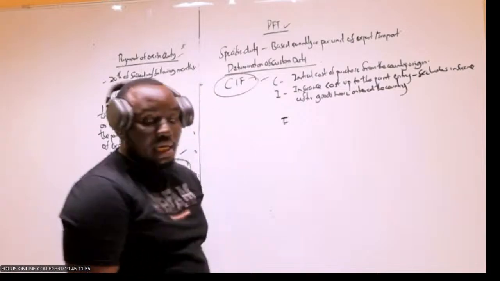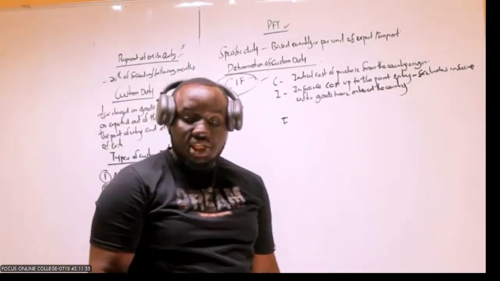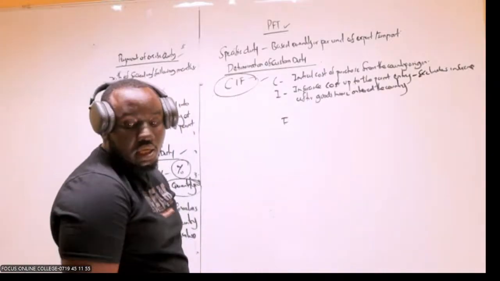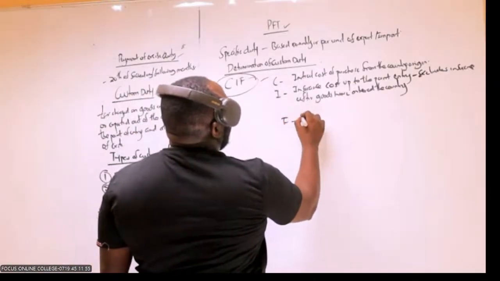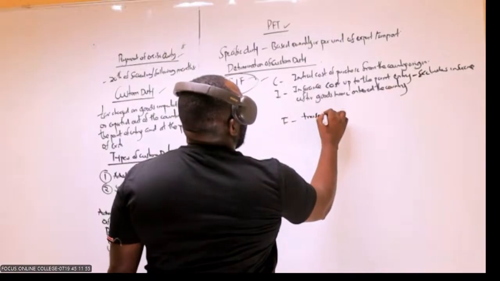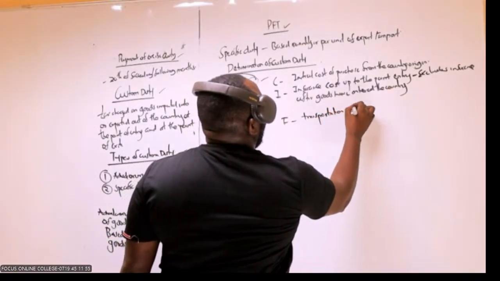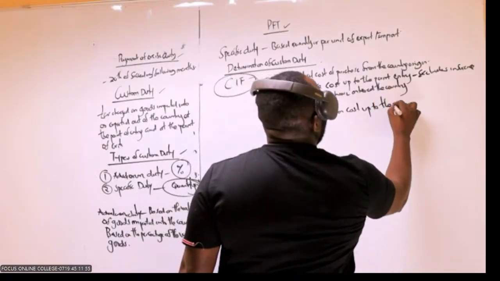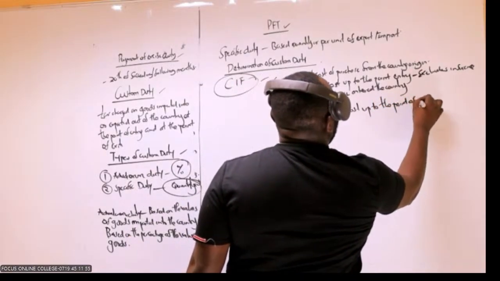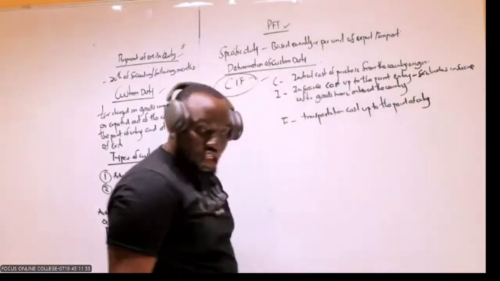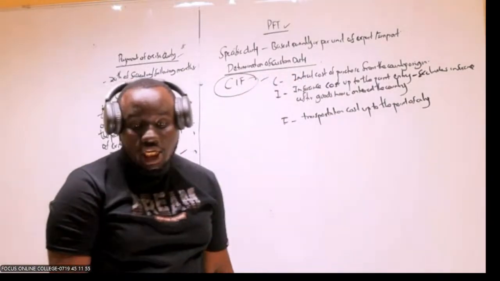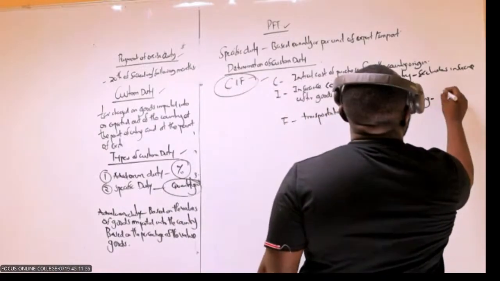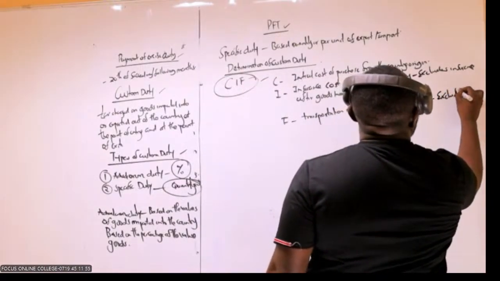Then freight, F stands for freight. So freight up to the point of entry, we say transportation cost from the country of origin up to the point of entry. So transportation cost up to the point of entry. Again, this excludes freight after goods have entered the country.